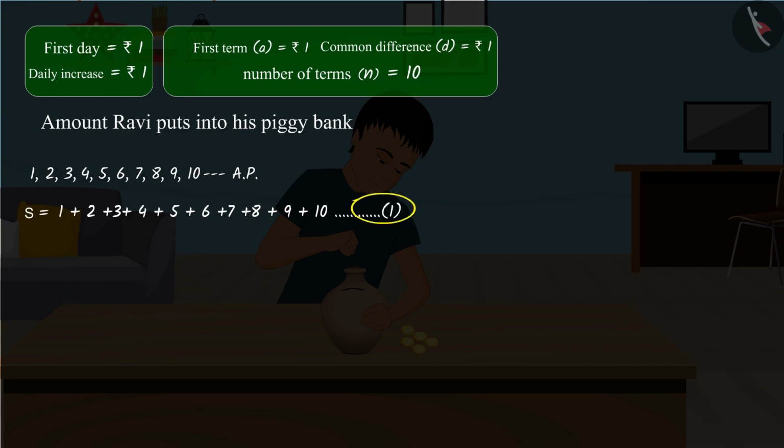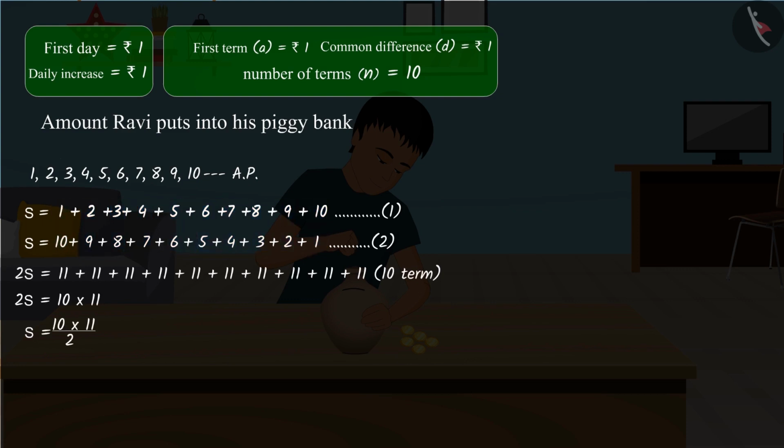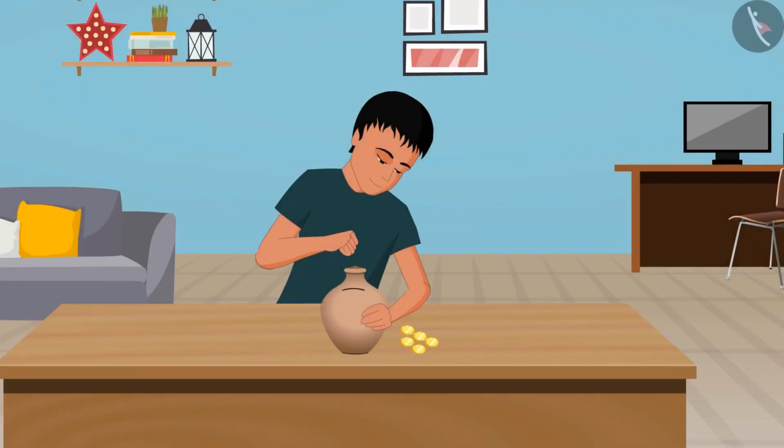By writing the terms of equation 1 in reverse order, we get equation 2. The equations 1 and 2 represent identical values. By adding equation 1 and 2, we get S equals 55. Hence, Ravi has collected a total of 55 rupees in his piggy bank so far.